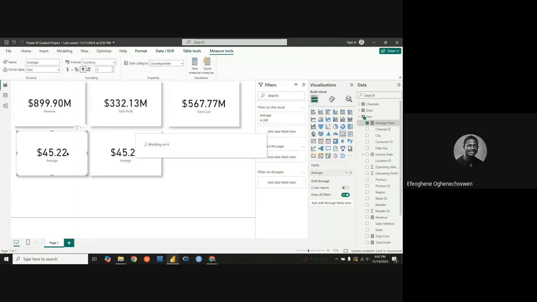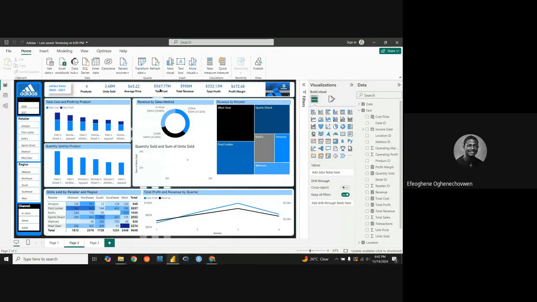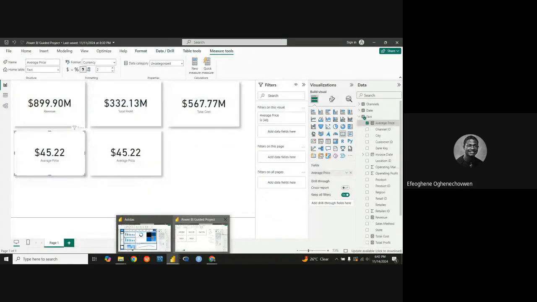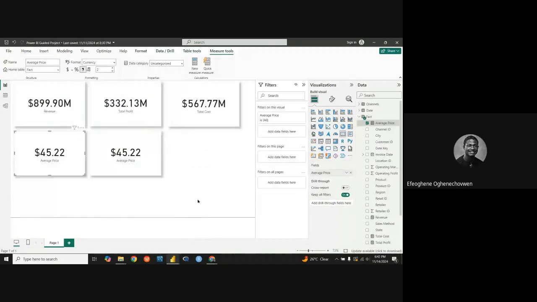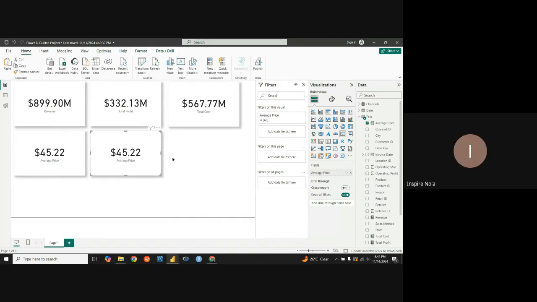So you can see how these KPIs are important, right? If you take a look at this dashboard now, all of these mean something. We'll appreciate it better when we proceed. So we've gotten our total cost, revenue and profit, units sold. Is it 5 visuals we've gotten? Okay, 4.